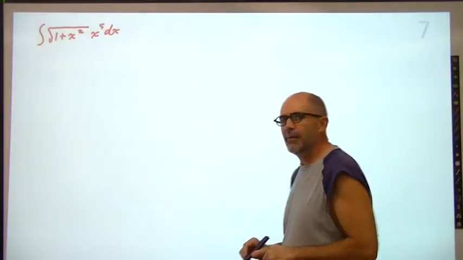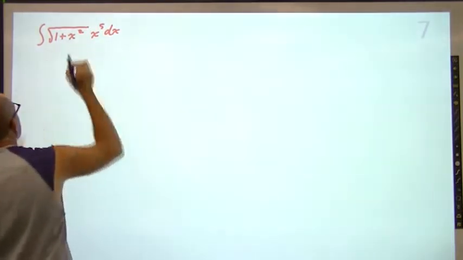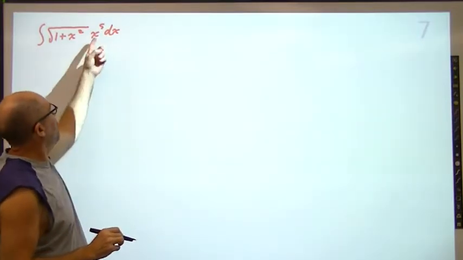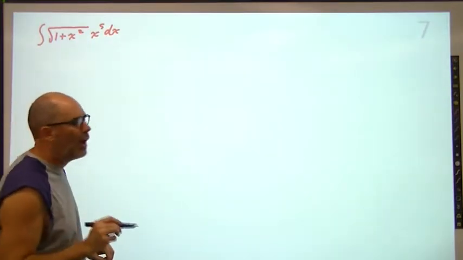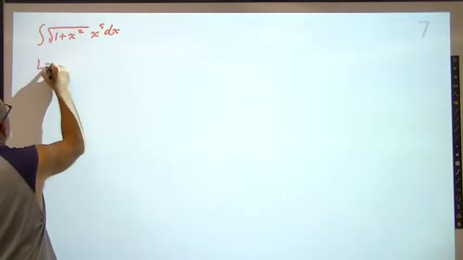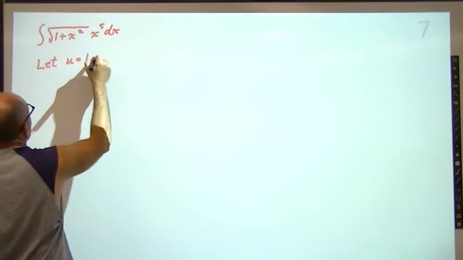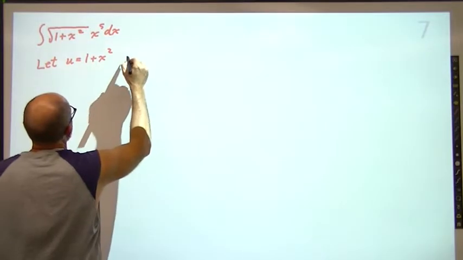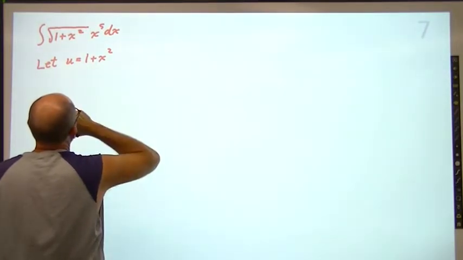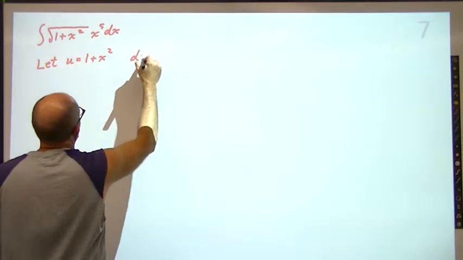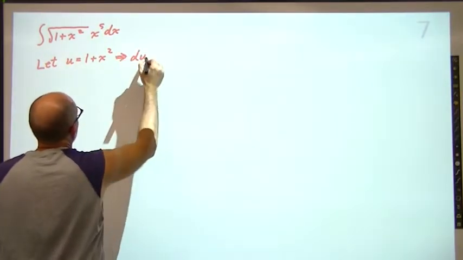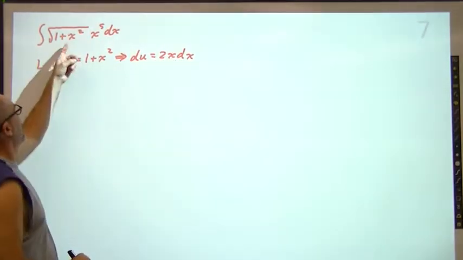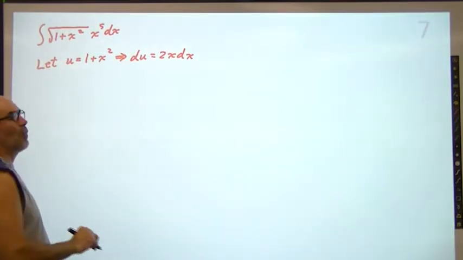I have a little more juice here. Notice what's inside, 1 plus x squared. The derivative of that is just going to be 2x, and I don't have a 2x here. So what I'm going to do is let u equal 1 plus x squared. And then du equals 2x dx, since the derivative of 1 is 0.